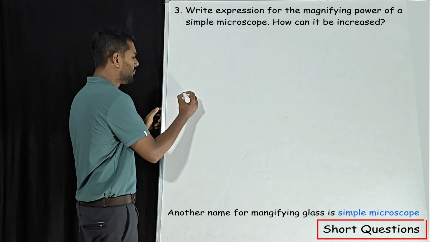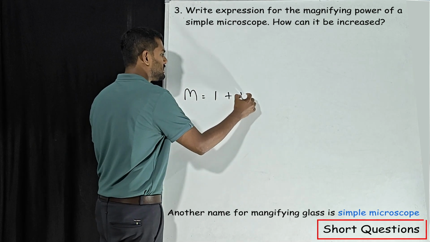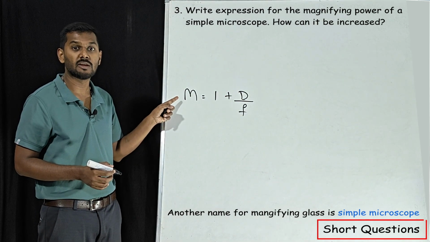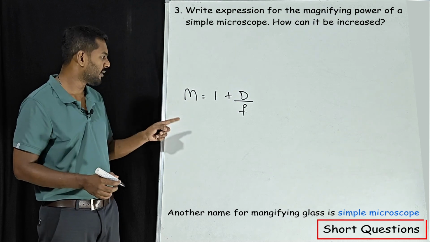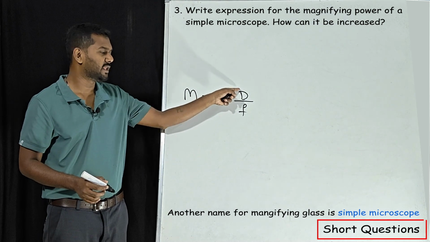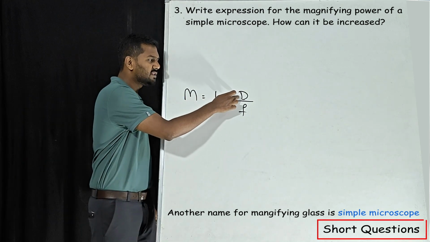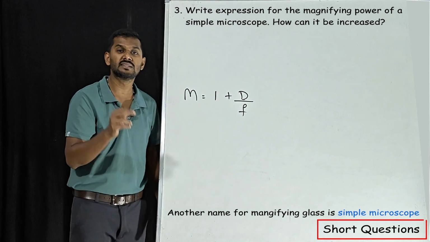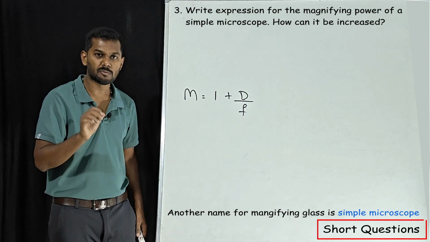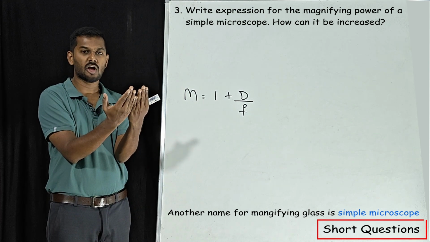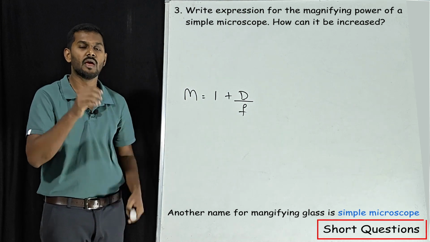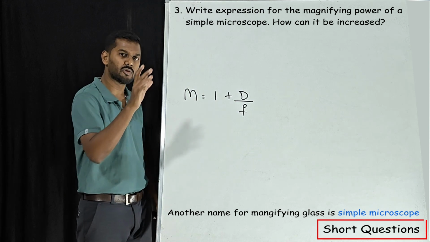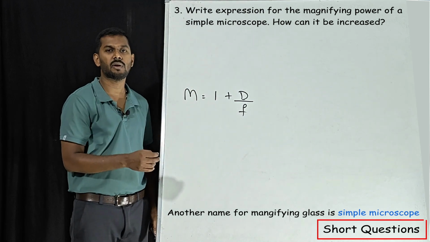See, the expression is very simple. M is equal to 1 plus D by F. M is the magnifying power, of a magnifying glass. So many students will think, what is this D? D is the diopter, the unit of power, right? No, it is not diopter. D is the least distance for distinct vision. That means the distance at which you can see the object properly. Most of the time this D will be taken as 25 centimeter. If something is given in the question, we can take that, and we know F is nothing but the focal length.